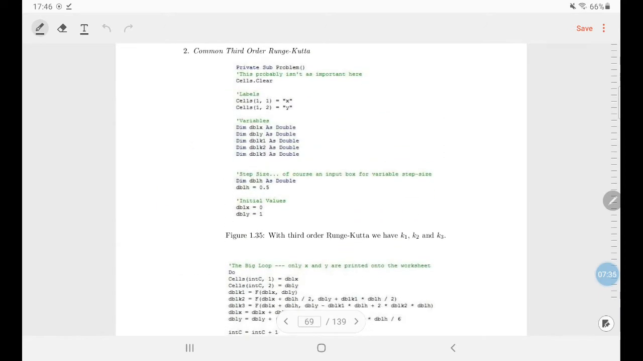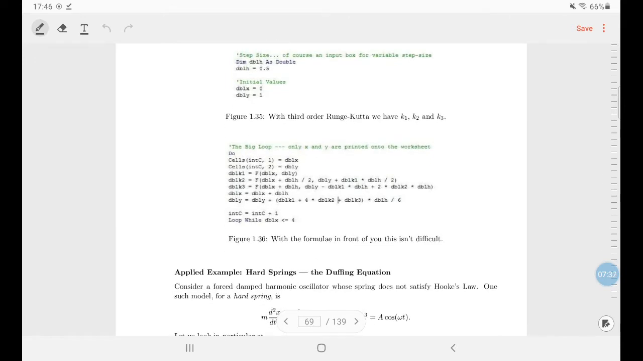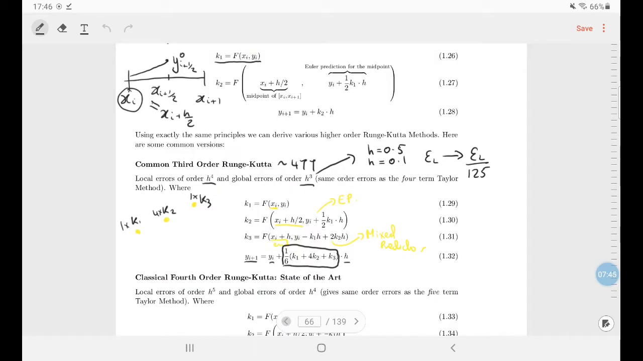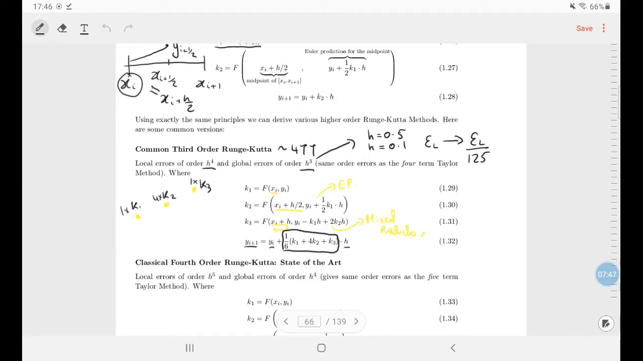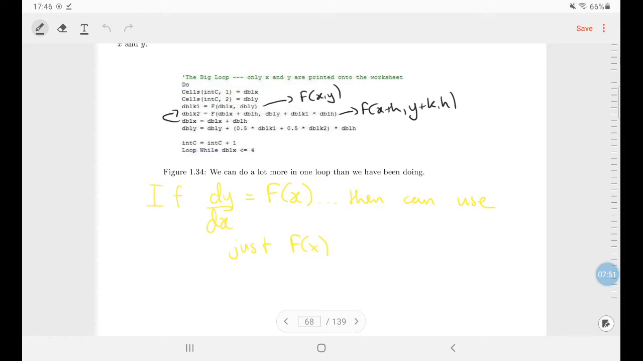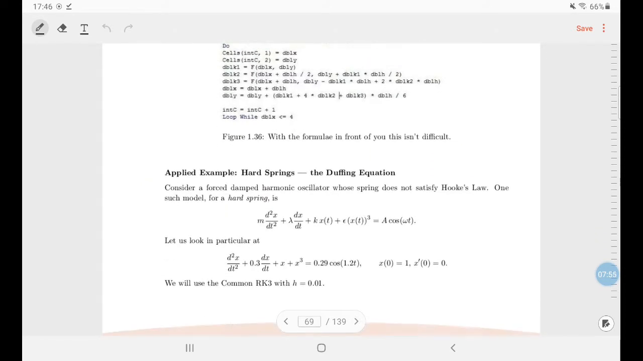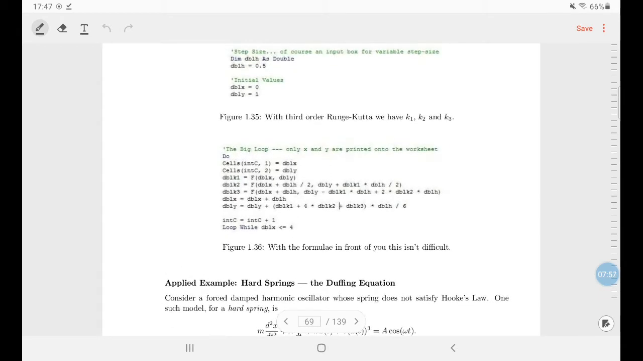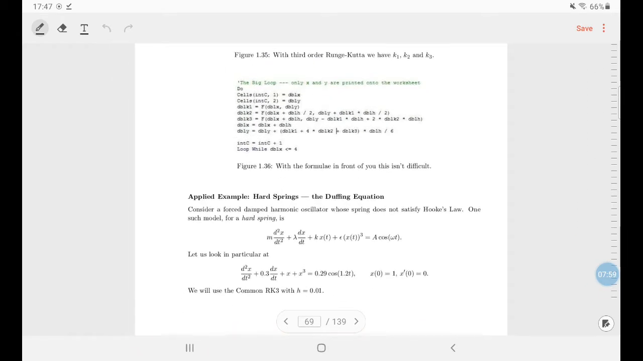So for third order, you have k1, k2, k3. You calculate k1, k2, k3, then you do the next x, then you do the next y. And as I said, with the formula in front of you, and by the formula I mean these kinds of things, this is not difficult. It might seem very complicated at the moment, but it isn't. Now, I think we're going to look at an applied example.